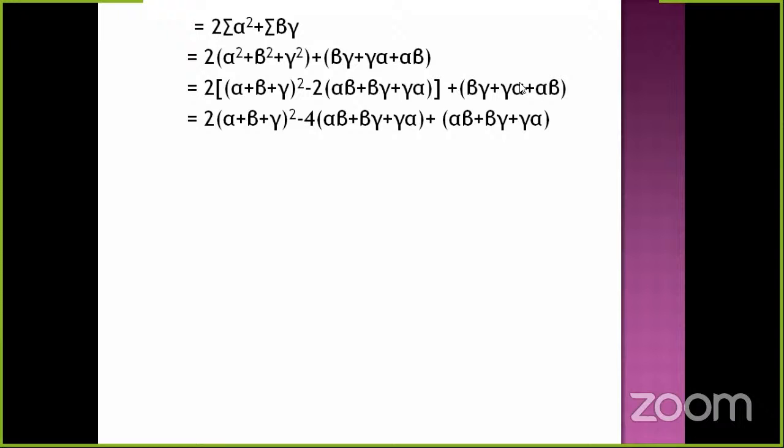plus the same term. Okay. So minus 4 into the term plus term means minus 4 plus 1, I will get minus 3. And what is the value of alpha plus beta plus gamma? It is 0. And the value of alpha beta plus beta gamma plus gamma alpha is minus 3a. So by solving, I will get 9a. So the value of the summation of alpha minus beta into alpha minus gamma is equal to 9a.